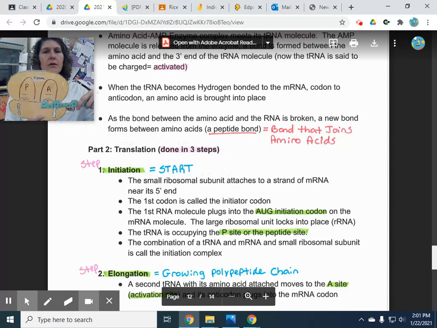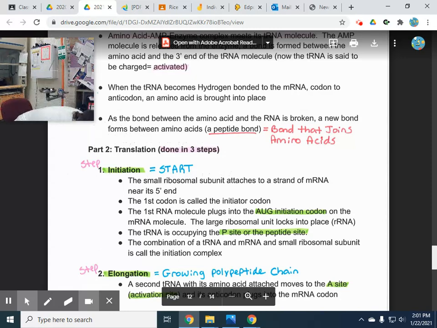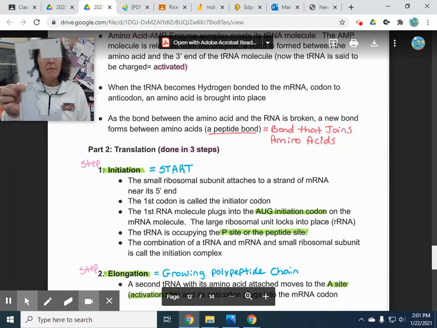This A site is known as my activation site. That's basically where I read the start codon and everything starts to occur. The second site is my peptide site. So what's going to happen? Out in the cytoplasm, we just said I have an enzyme called aminoacyl synthetase. That aminoacyl synthetase is going to help to bond or activate my transfer RNA as well as my amino acid.